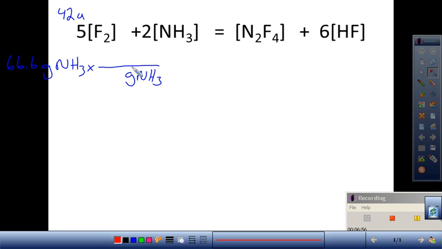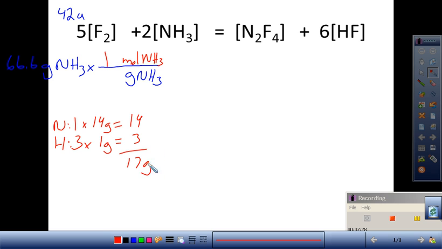What can I change grams to? There's only one thing I can change grams to, and that's moles. And it has to be the same chemical. Okay, grams to moles is always 1 mole. How many grams? Well, I go to my periodic table. I have 1 nitrogen and 3 hydrogens. I look up nitrogen on the periodic table, and I look up hydrogen on the periodic table. So 1 mole of ammonia has a mass, a weight of 17 grams.